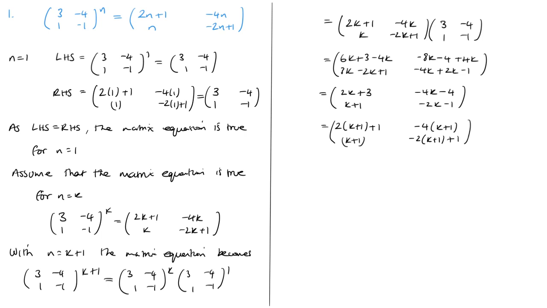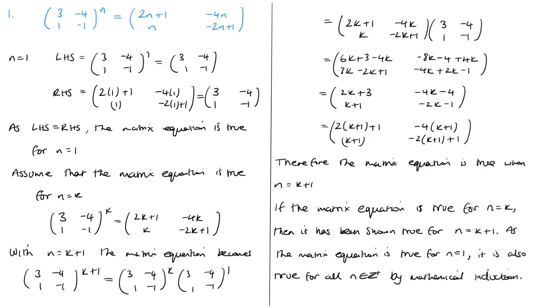Now this is in this form, isn't it? So 2n plus 1, 2k plus 1 plus 1. Minus 4n, minus 4k plus 1. n, k plus 1. Minus 2n plus 1. Minus 2k plus 1 plus 1. Okay, so this now works. So therefore the matrix equation is true when n equals k plus 1, and then my conclusion. And there we have it.